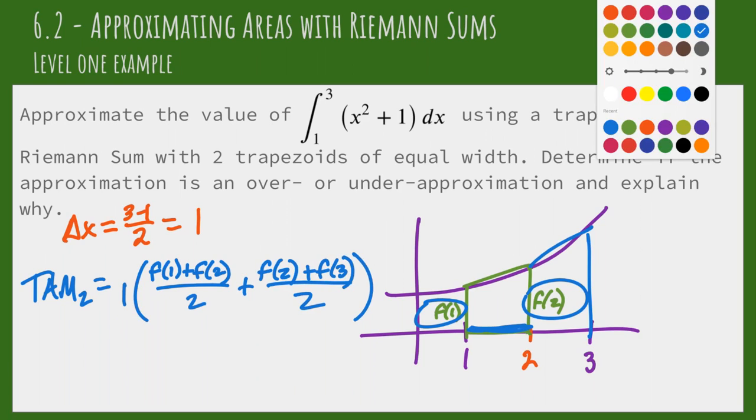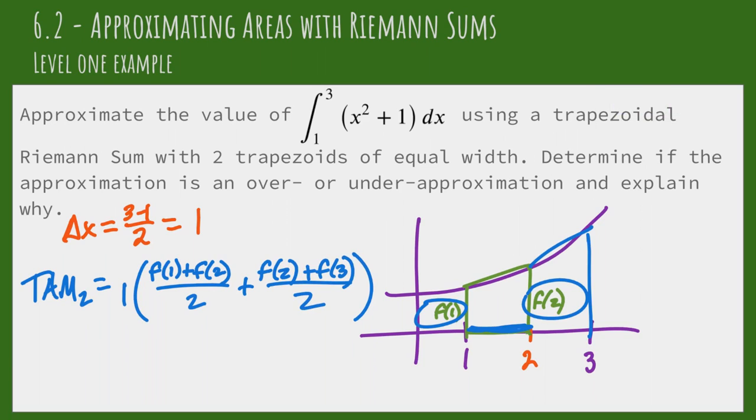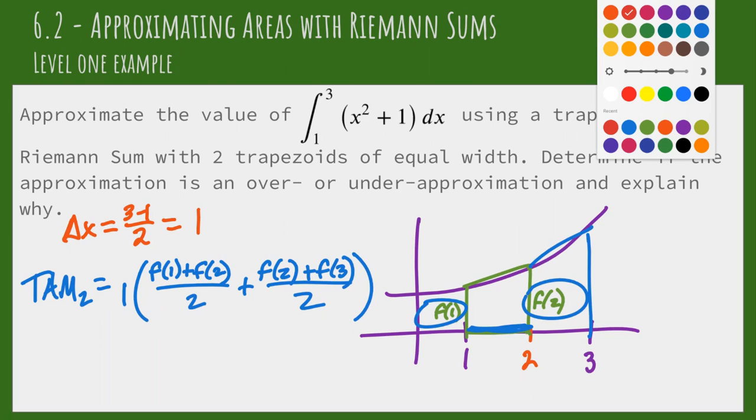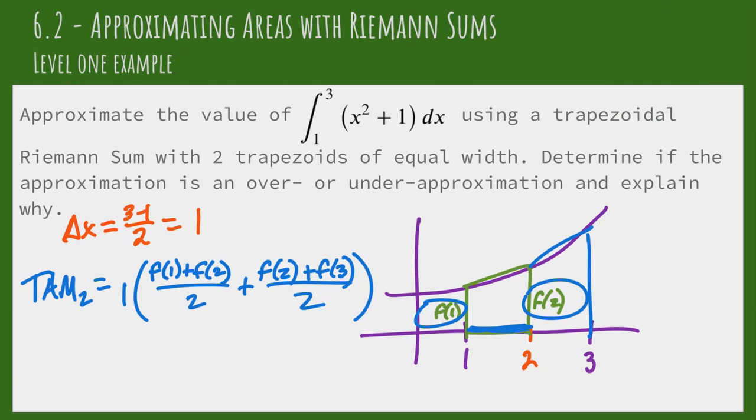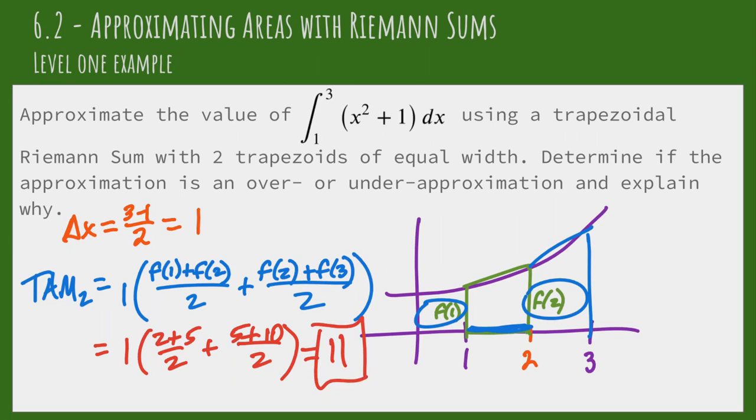And so just plugging in, we have 1 times, so f of 1 is 2, f of 2 is 5, f of 3 is 10. So we get 7 halves plus 15 halves is 22 halves, which is 11. So our trapezoid approximation method with 2 trapezoids is going to be 11.